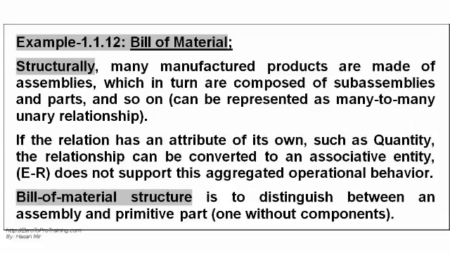Next, example 1.1.12, Bill of material. Structurally, many manufactured products are made of assemblies, which in turn are composed of sub-assemblies and parts. And so on, which can be represented as a many-to-many unary relationship. If the relation has an attribute of its own, quantity, the relationship can be converted to an associative entity. It does not support this aggregated operational behavior. Bill of material structure is to distinguish between an assembly and a primitive part, one without components.